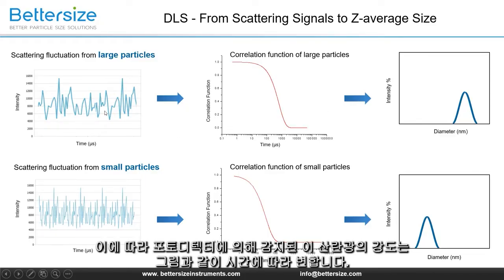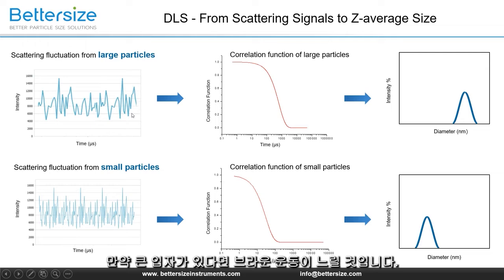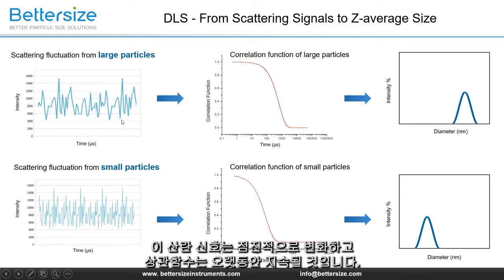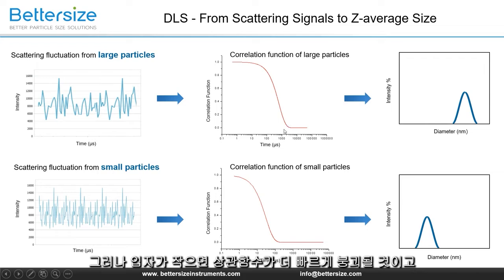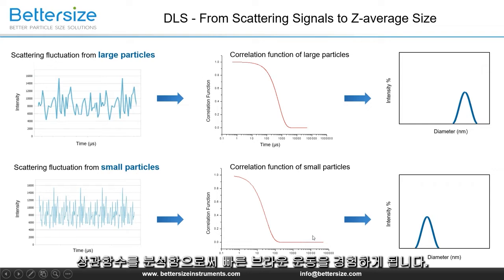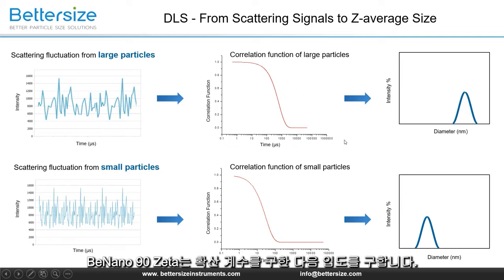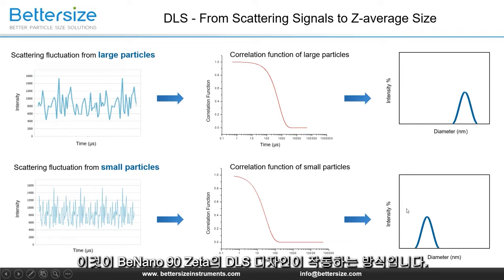Therefore, the intensity of the scattered light detected by the photodetector fluctuates over time, as shown in the figure. If there are large particles, the Brownian motion will be slow. The scattered signal will change gradually, and the correlation will continue for a long time. However, the correlation will decay more rapidly if the particles are small, which experience fast Brownian motion. By analyzing the correlation functions, the BeNano 90 Zeta obtains the diffusion coefficient and then the particle size. This is how the DLS design of the BeNano 90 Zeta works.